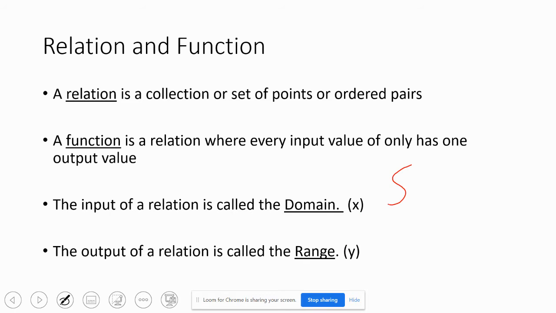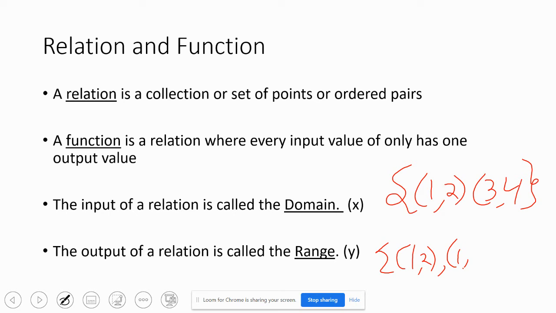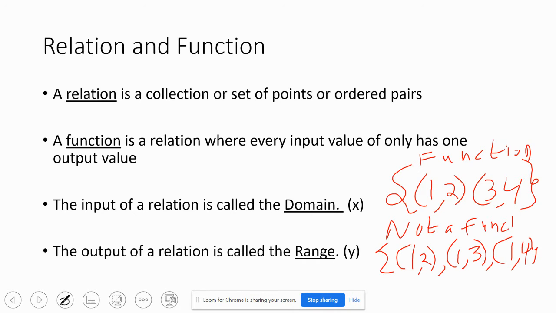An example of a function would be if you have a list of points: (1, 2), another point (3, 4), and that would be a function. This would not be a function: if I have these 3 points, (1, 2), (1, 3), (1, 4). The first would be a function, and the second one is not a function, because for 1, we have multiple output values. Okay? So let's keep on going.